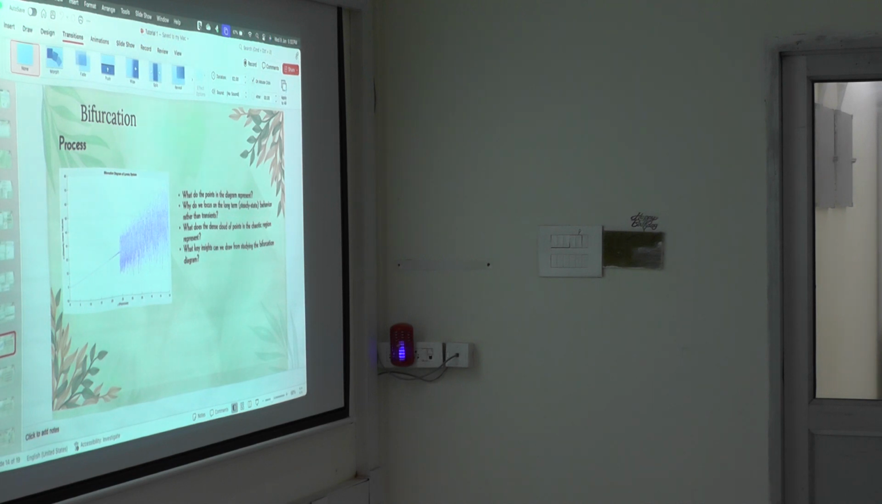Actually, bifurcation also indicates that small changes in a parameter can drastically alter the result or the system behavior. So that is also one thing for bifurcation.